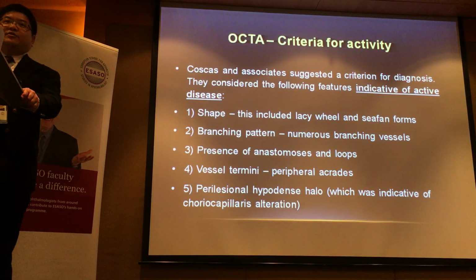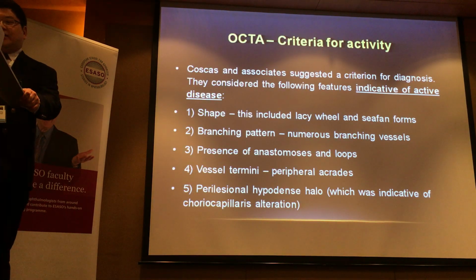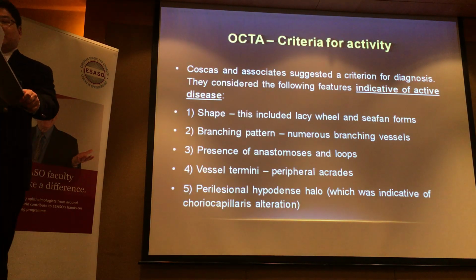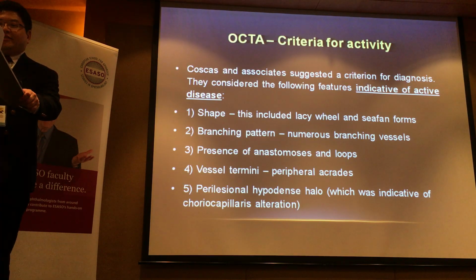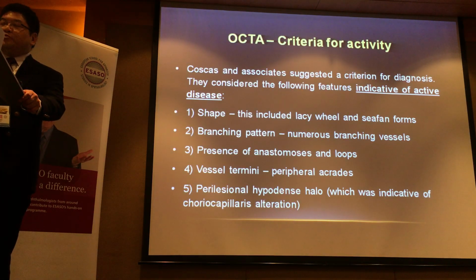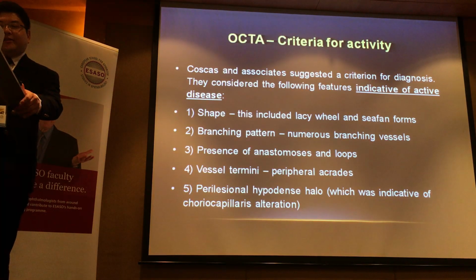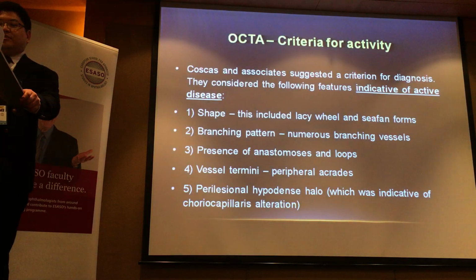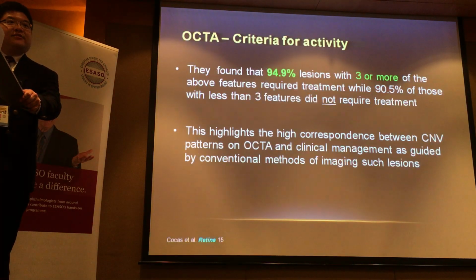And so I mentioned criteria for activity. Koskas, in the same paper, described features that they considered indicative of disease. This goes by shape: the lacy wheel and the sea-fan, and the branching. The more branching there is, the worse, rather, because it seems to indicate activity. Also the presence of anastomosis, vessel termini, and a perilesional hypodense halo, which is what I mentioned earlier. So these were deemed to be indicative of disease activity.